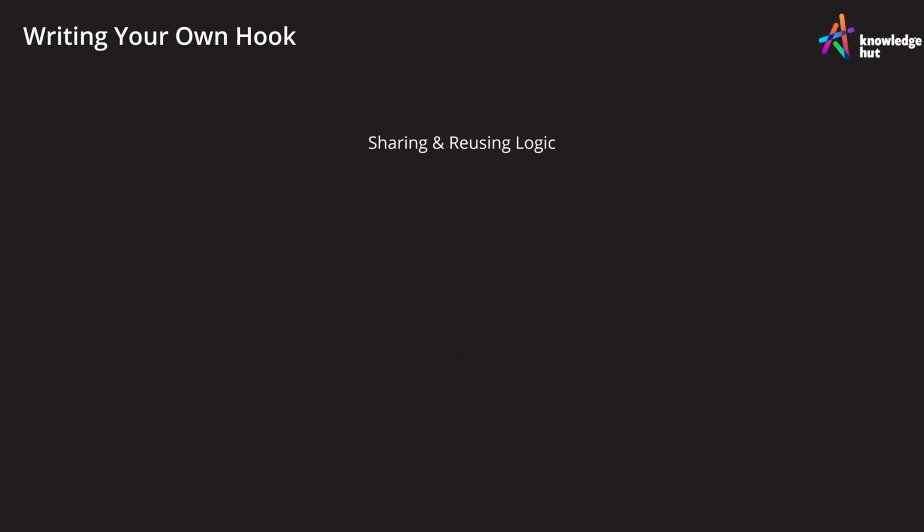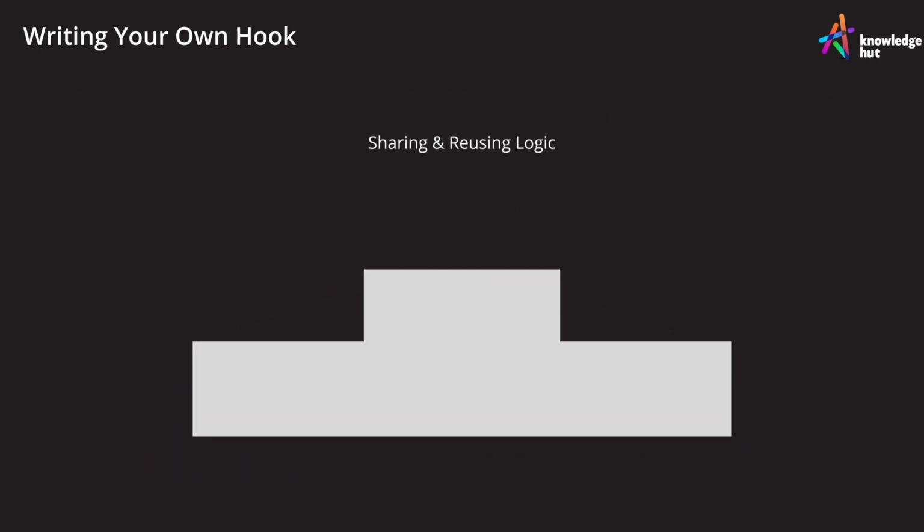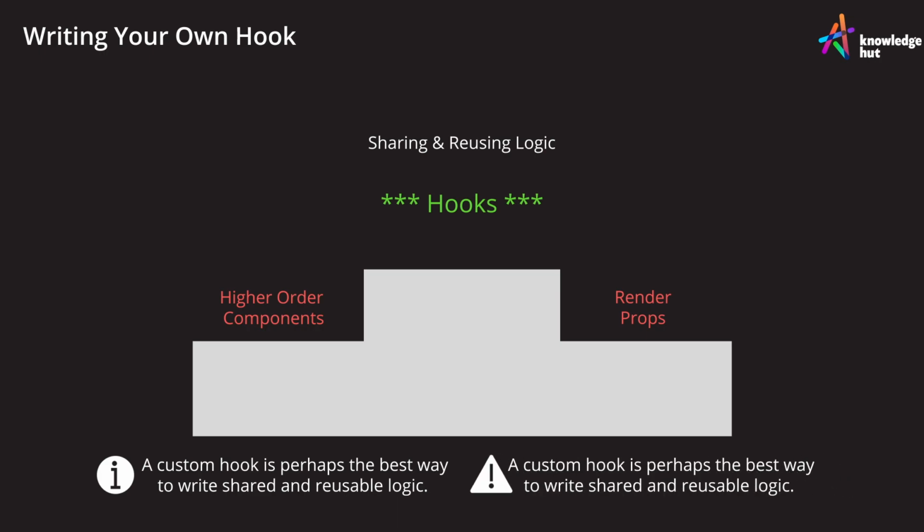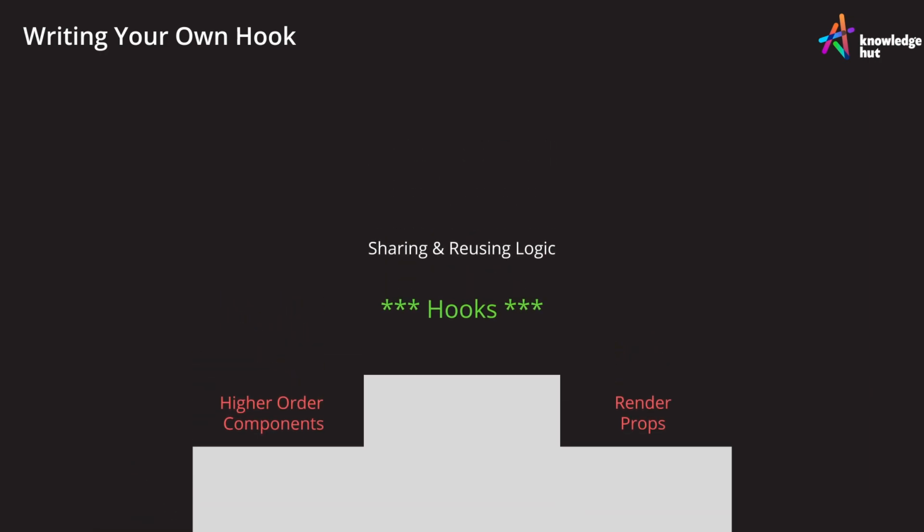React developers have frequently used techniques like higher-order components or components that implement render props to write features that can be shared across multiple components. But a custom hook is perhaps the best way to write shared and reusable logic. The only caveat being that hooks only work with function components, so if your project contains class components, you'll have to stick to higher order components or render props.